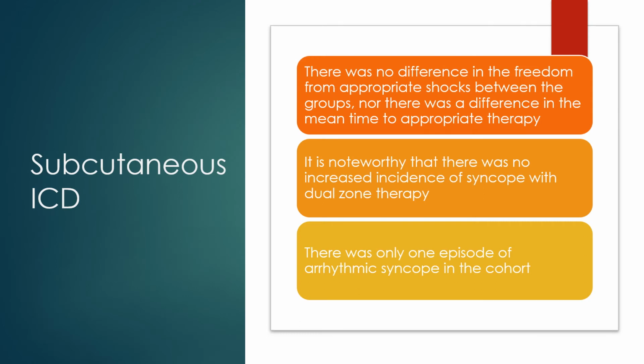There was no difference in the freedom from appropriate shocks between the 2 groups, nor was there a difference in the mean time to appropriate therapy. It is noteworthy that there was no increased incidence of syncope with dual zone therapy. There was only 1 episode of arrhythmic syncope in the cohort.